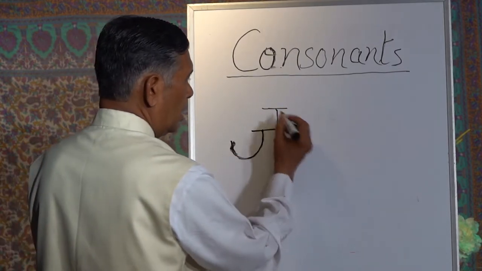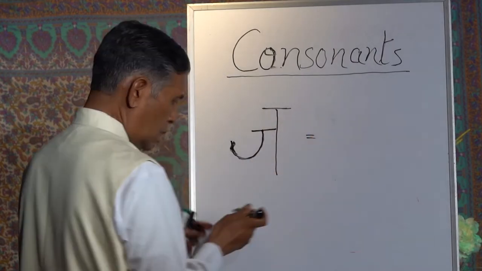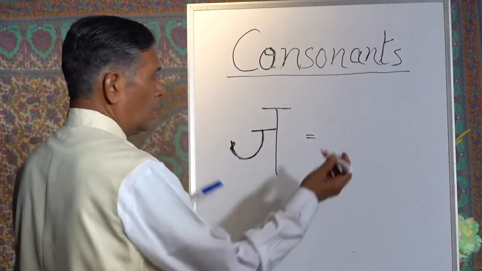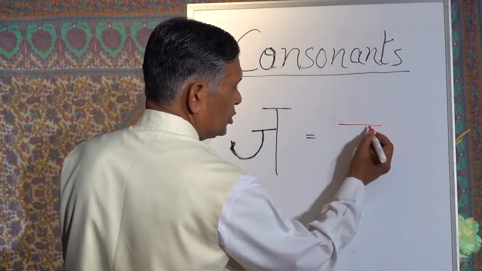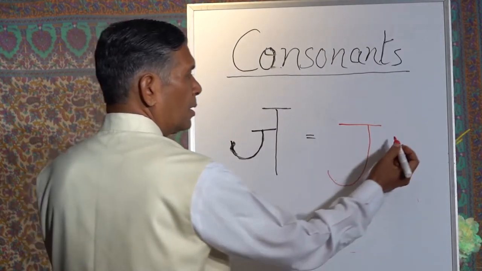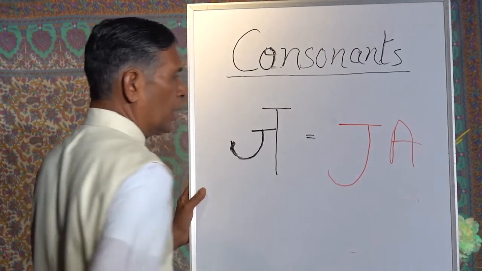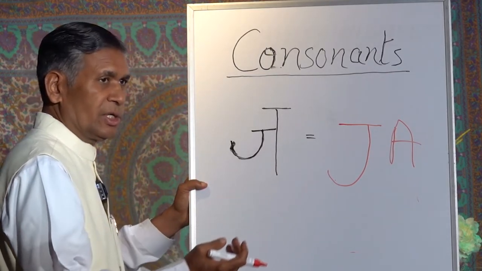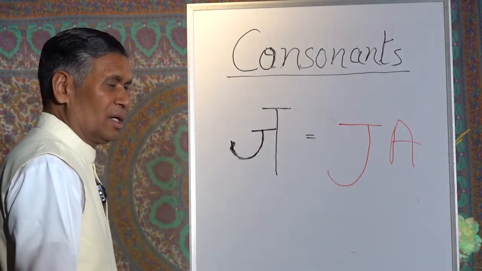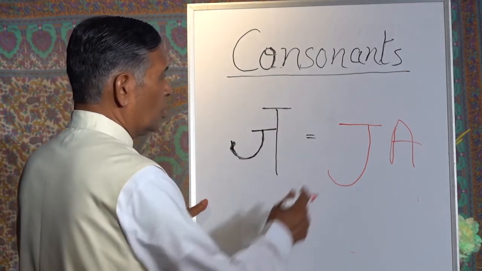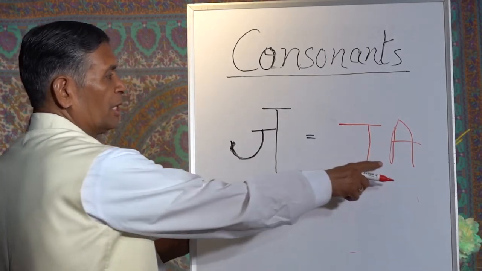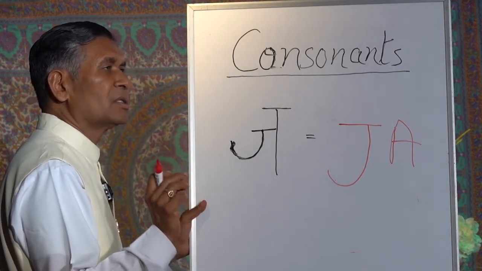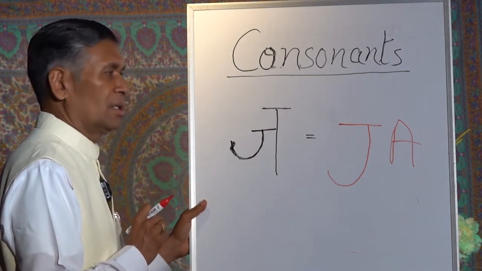Okay, now this is J. J, Jafar, Jahaj. Jahaj means plane. So this is J. We have written J, but it is not the longer one, it is the short one, J. J, Jahaj. Okay.